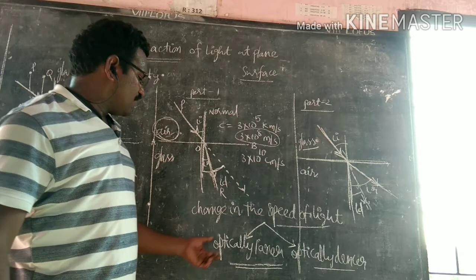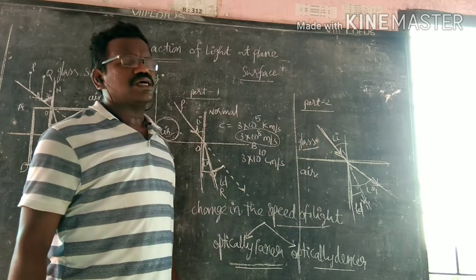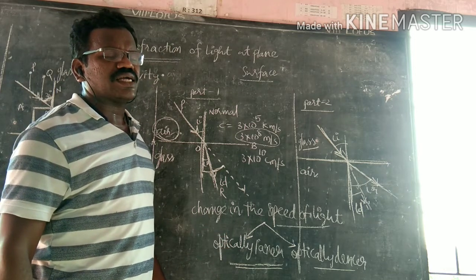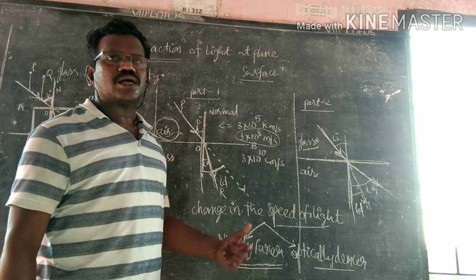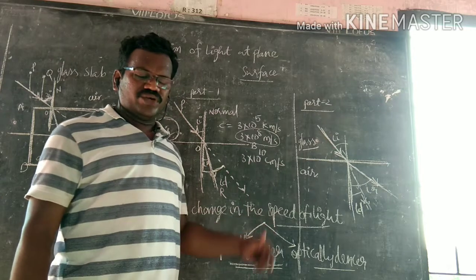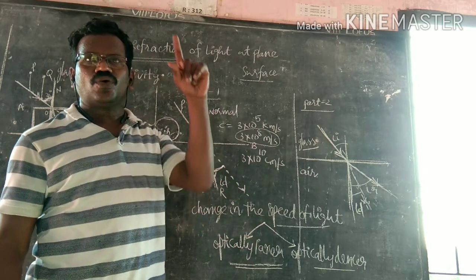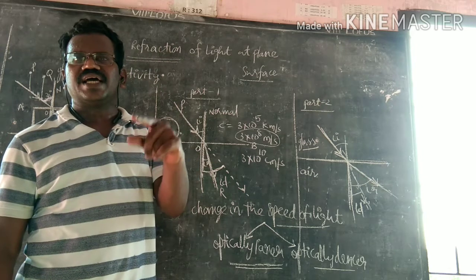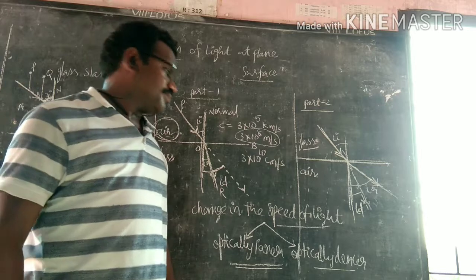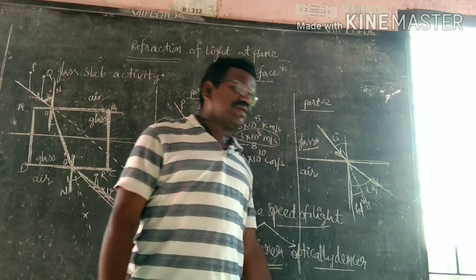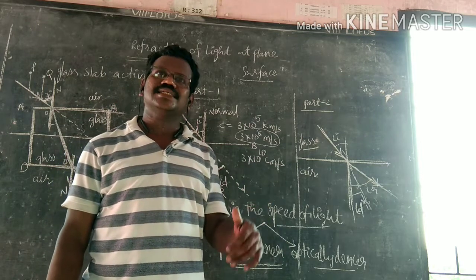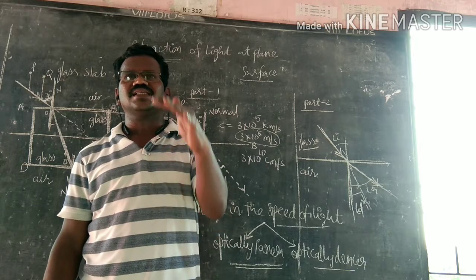Now we are going to define the meaning of optically rarer medium. The medium in which the speed of light is more when compared to the speed of light in another medium is said to be the optically rarer medium. Then what is optically denser medium? The medium in which the speed of light is less when compared to the speed of light in the other medium.